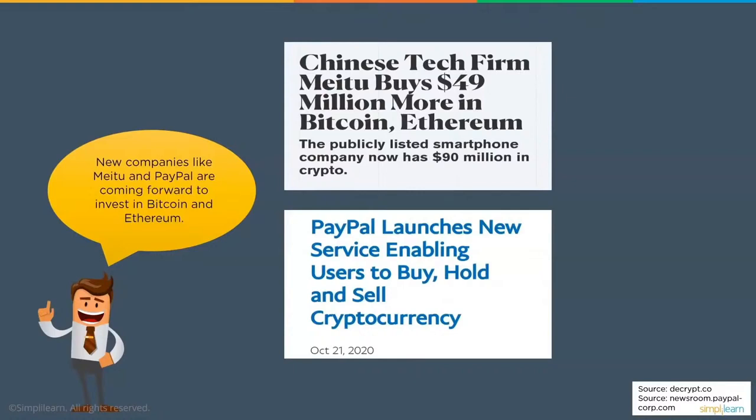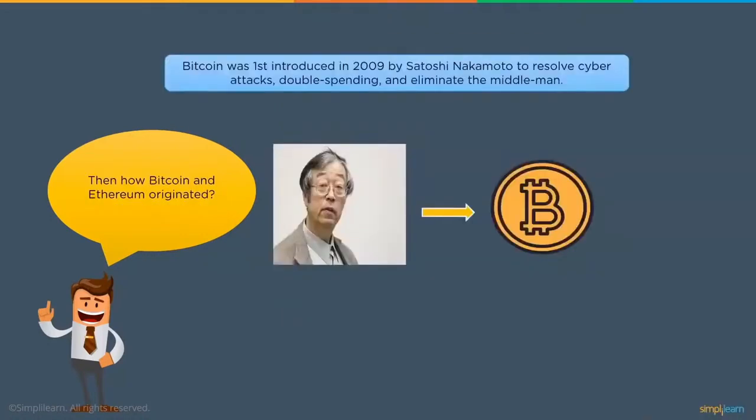Well, before moving any further, let's have a quick look at how Bitcoin and Ethereum originated and made a benchmark in the economic system worldwide. Bitcoin was first introduced in 2009 by Satoshi Nakamoto to resolve cyber attacks, double spending, and eliminate the middleman between the transaction. It led the first revolution of digital money, which enables transparent and decentralized peer-to-peer transaction.